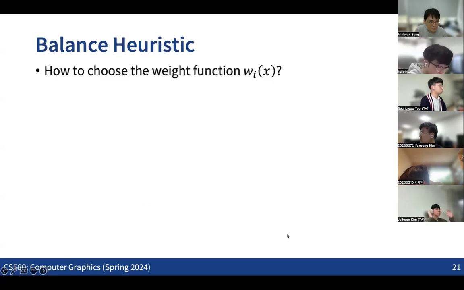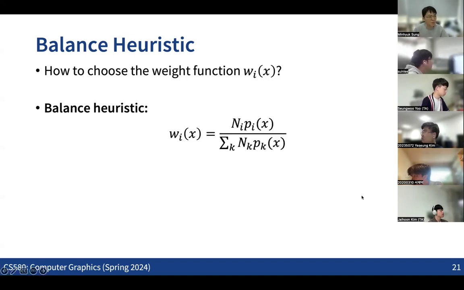Here the main question might be how we can choose the weight function, or the weighting function, in this case. Actually, there can be multiple ways to choose some kind of weighting function. We can choose it based on the situation that we are seeing, based on the arrangement of the objects and also based on the BRDF, the material properties of the surfaces. And one simple heuristic that is practically used in many rendering pipelines is the balance heuristic, which is defined like this.